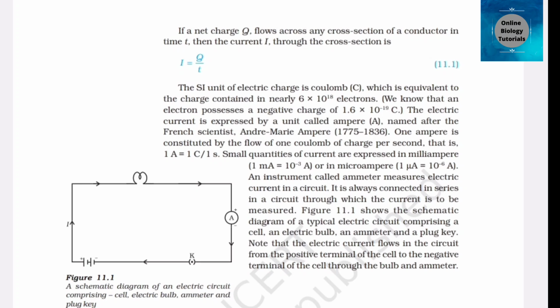Small quantities of current are expressed in milliampere. 1 milliampere equals 10^-3 A, or in microampere, 1 microampere equals 10^-6 A. An instrument called ammeter measures electric current in a circuit. It is always connected in series in a circuit through which the current is to be measured. Figure 11.1 shows the schematic diagram of a typical electric circuit comprising a cell, an electric bulb, an ammeter, and a plug key. Note that the electric current flows in the circuit from the positive terminal of the cell to the negative terminal of the cell through the bulb and ammeter.